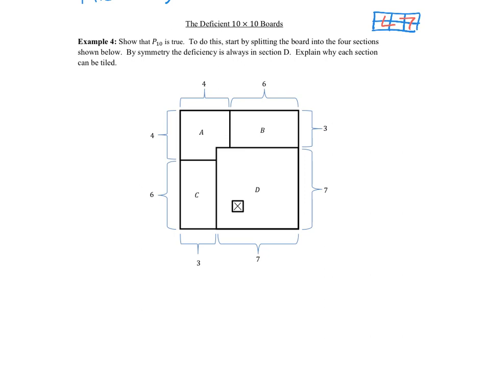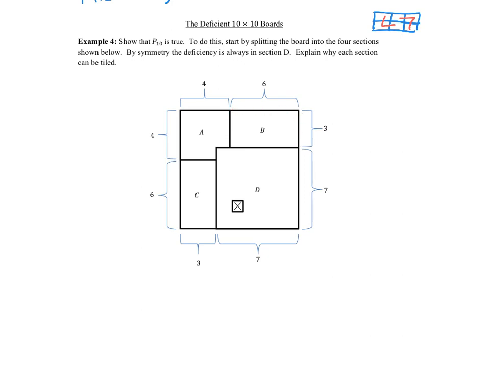Section A is also deficient in a sense. If you consider a 4 by 4 grid, it's actually missing one corner because section D is stealing that corner away from section A. So it's a 4 by 4 deficient section if you think of the corner missing. Sections B and C are quite similar to each other. They are 6 by 3 sections each.